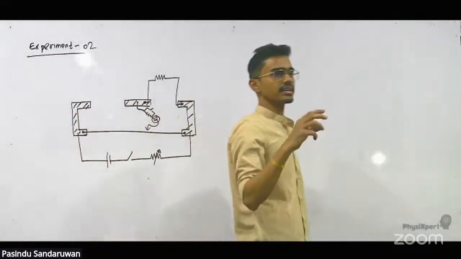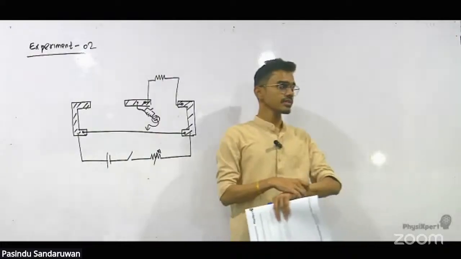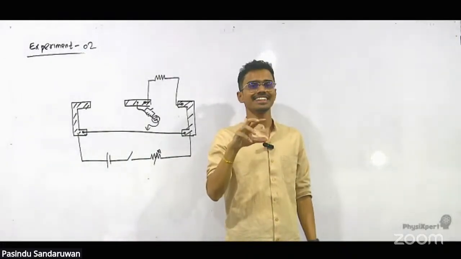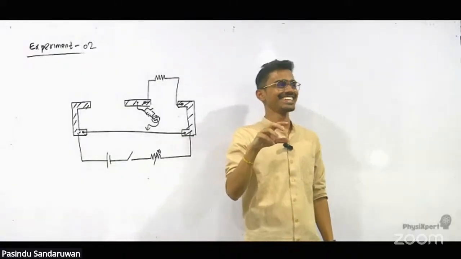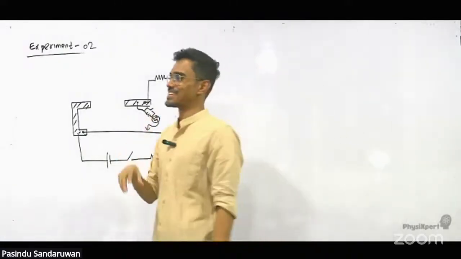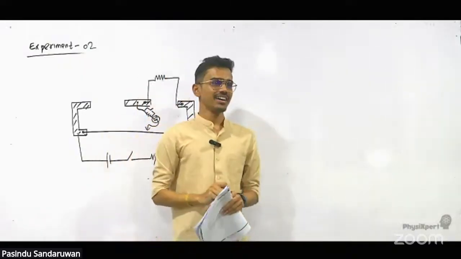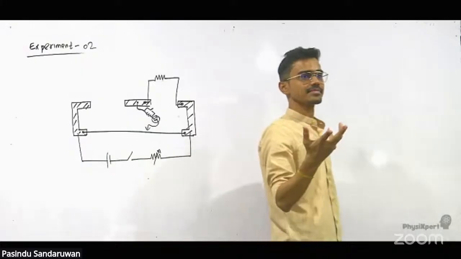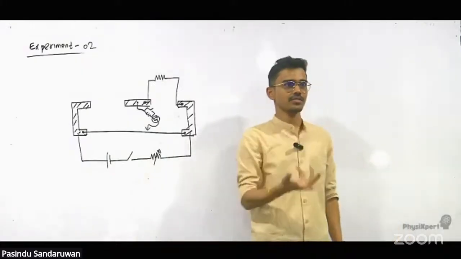Right now, our aim is finding the temperature coefficient of resistivity. That is alpha. There is only one equation we have with alpha in the syllabus. What is the equation? R theta equals R naught (1 plus alpha theta).